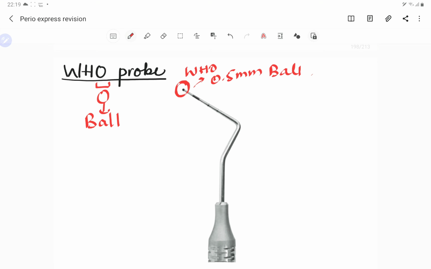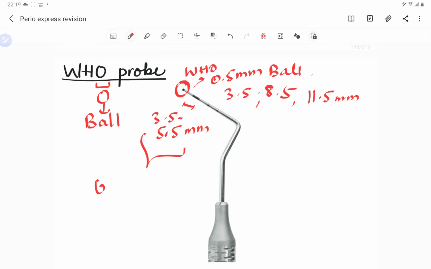And you will see the millimeter markings at 3.5, 8.5 and 11.5 millimeters. And you can see here there is a color coding which is present. This color coding is from 3.5 to 5.5 millimeters. This is the color coding in case of a WHO probe.